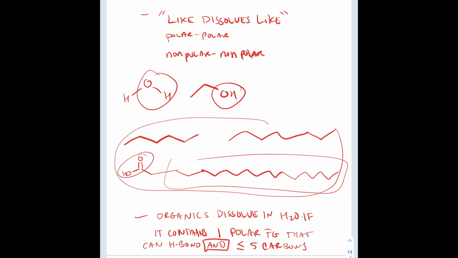Carbons. It is polar on the left side of the molecule, but if we look at this last criteria right here, it needs to be less than or equal to 5 carbons for each polar functional group. So we got this functional group right here, but we've got way more than 5 carbons for that functional group. And so therefore, this fatty acid is only soluble in oils or fats, right? And so that's pretty much it for the physical properties.